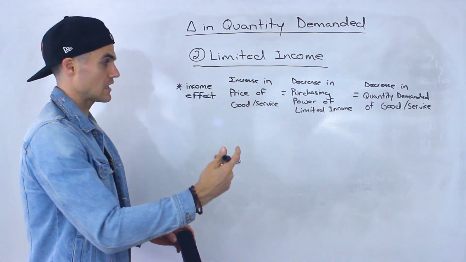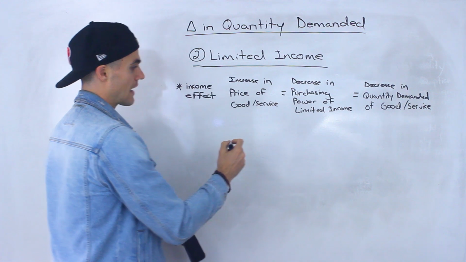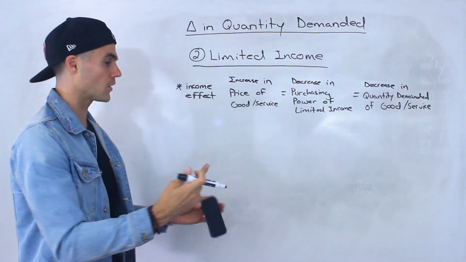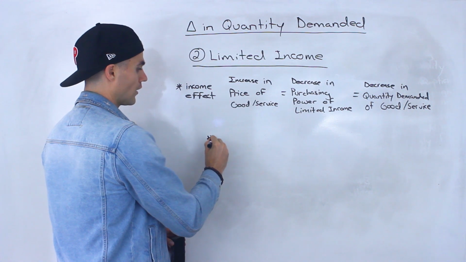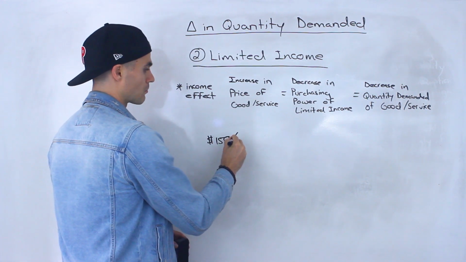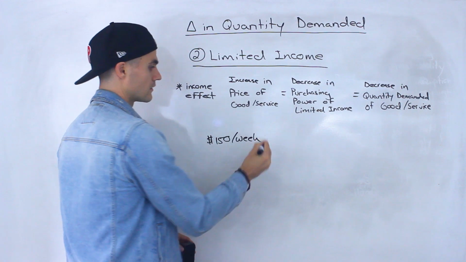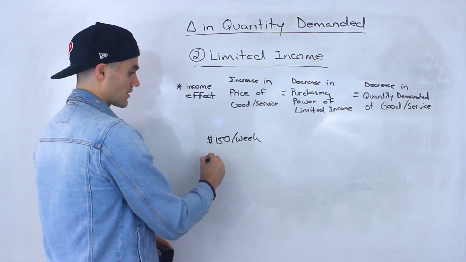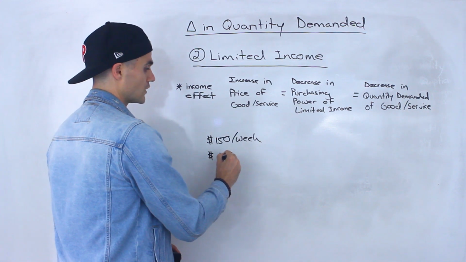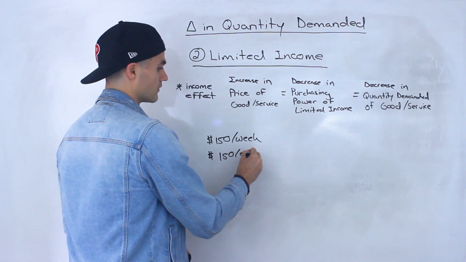Now, another more common way to look at this is to look at the quantity of the same product if it goes down in price. So let's say that there's a couple, they have a newborn, and right now they have a budget of $150 per week for babysitting. And let's say that they find a babysitter and she charges $150 per evening.